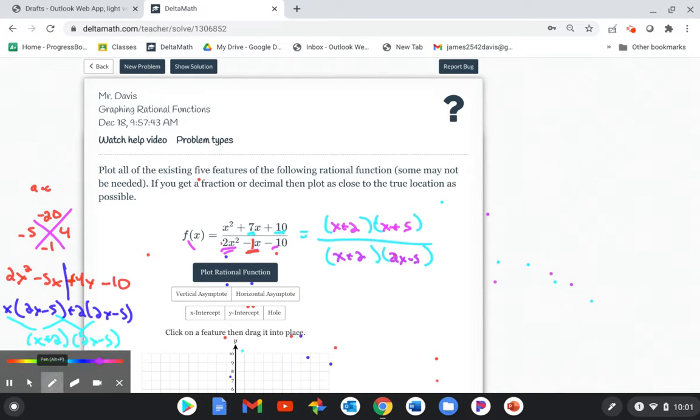All right, and now hopefully you'll see what's happening here. These 2 cancel out. So that tells us there is a hole there. Hole at, in this case, x equals negative 2, right, when you solve it. So there is a hole there. Let's go ahead and put that hole on a graph.